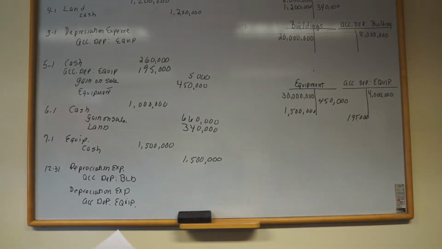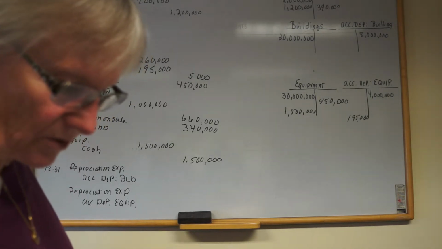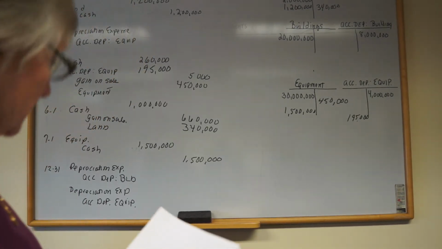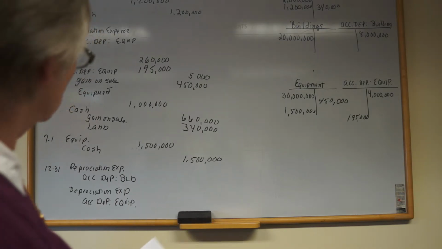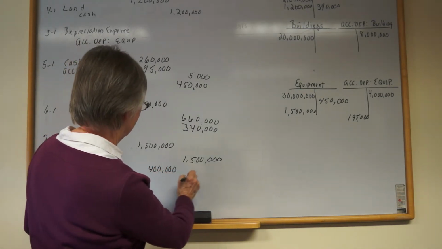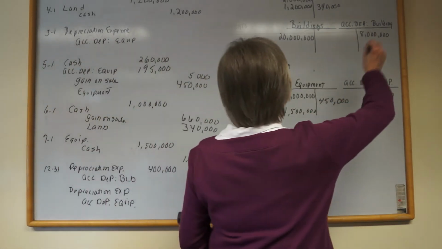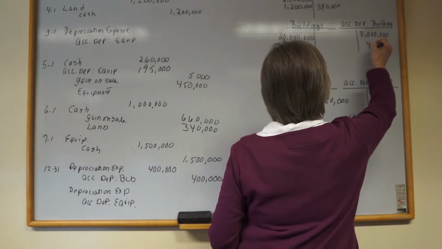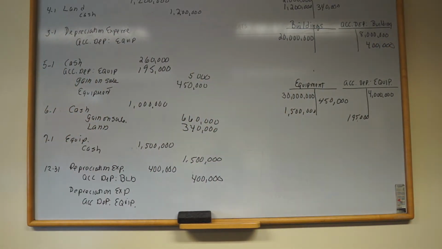The building cost $20 million, 50-year life, no salvage value, and we're updating for the year. So that's fairly easy. We divide the 20 million by 50 years and we get 400,000 a year. Good. Just knock that one right off. So that's the adjusting entry there, and so we would update our accumulated depreciation on the building. Okay. And then the equipment, that's where it gets a little tricky.